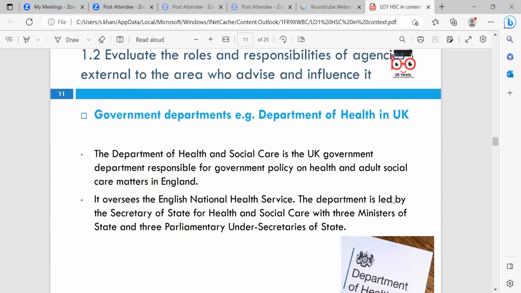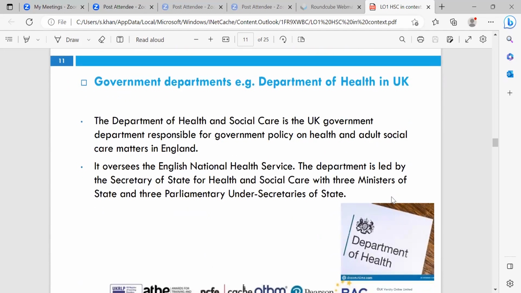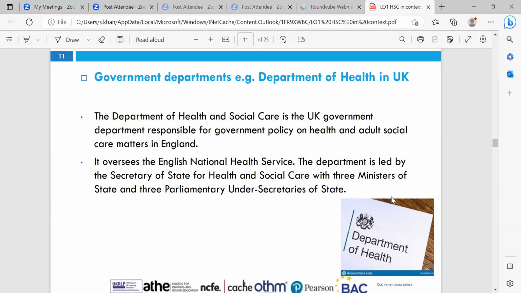1.2, evaluate the roles and responsibilities of agencies external to the area who advise and influence it. Government departments, for example, the Department of Health in the UK. The Department of Health and Social Care is the UK's government department responsible for government policy on health and adult social care matters in England. It oversees the English National Health Service. The department is led by the Secretary of State for Health and Social Care, with 3 Ministers of State and 3 Parliamentary Under-Secretaries of State.